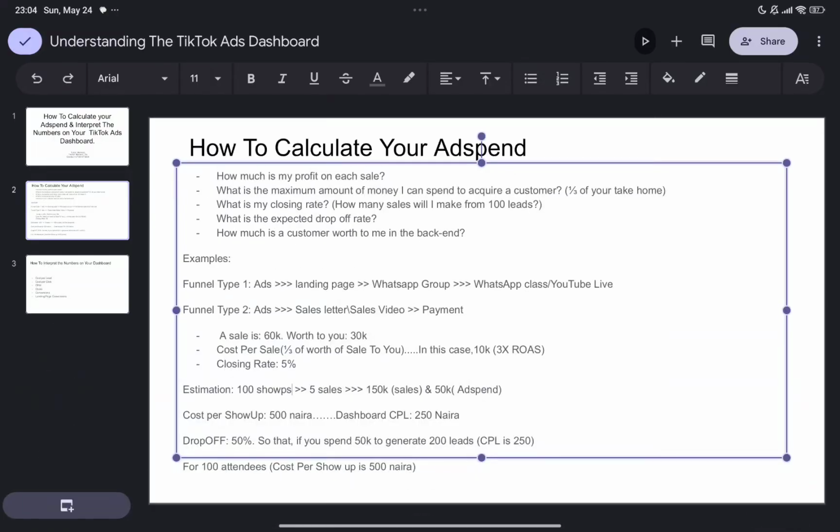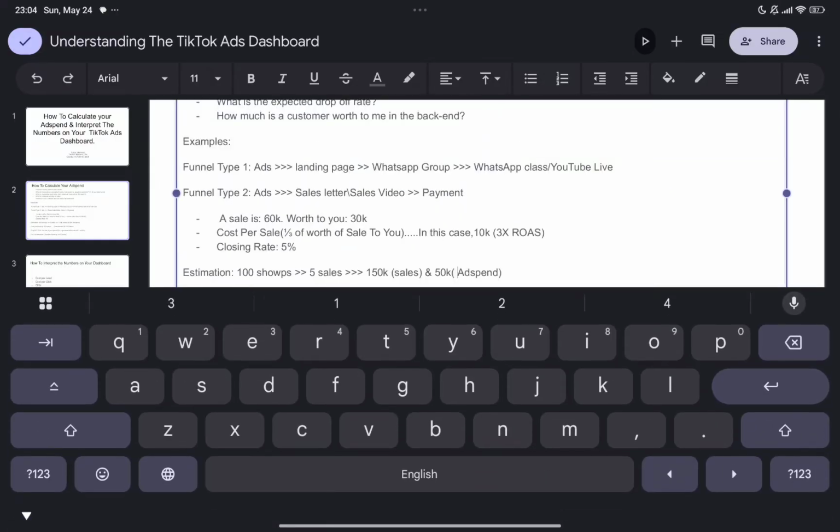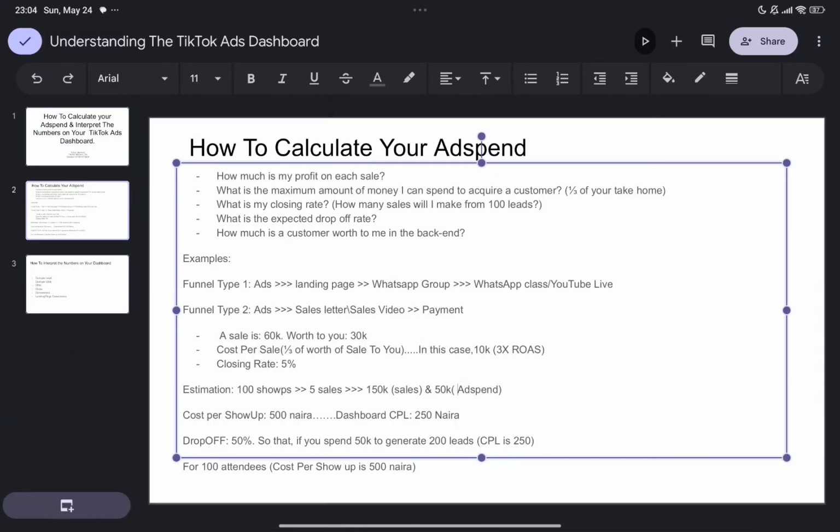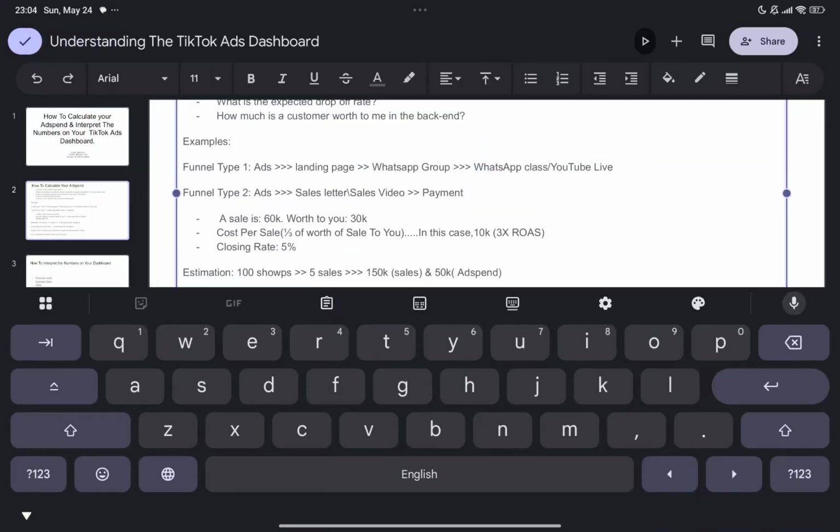So that means if I spend 500 naira per each show up, then I'm expecting that I have 5 sales. I make 150k in sales, and I've just spent 50,000 naira. So that is how you can confirm that my math is making sense. Do you understand? So far on TikTok, the cost per lead for digital product is usually between 200 to 300 naira. Like the average is supposed to be cost per lead, which is this one.